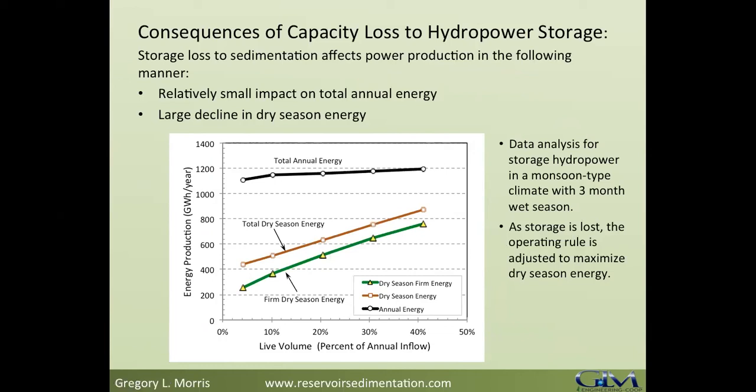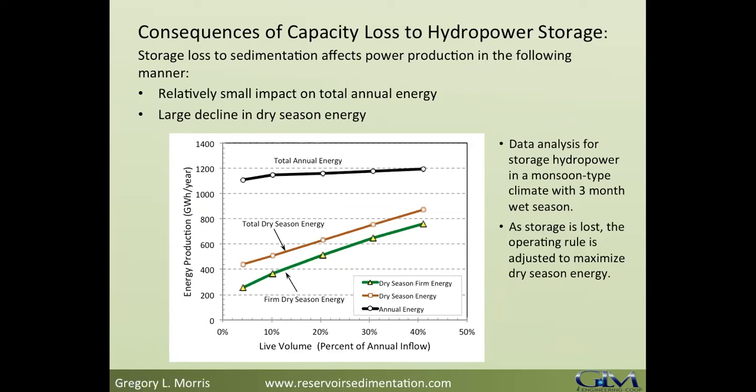This is only showing firm dry season energy because this is a monsoon climate. During the 3 months of monsoon, you have a lot of energy available from run-of-river projects, so you don't need to use your storage project. You use that water to refill the reservoir because if it's a very weak monsoon, you may not be able to fill the reservoir if you're producing power during the monsoon at the storage site.